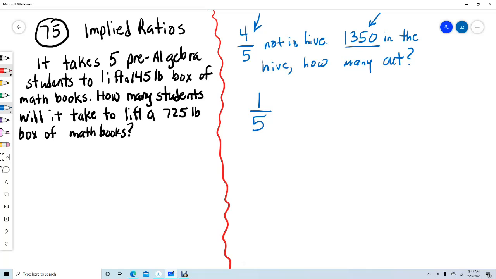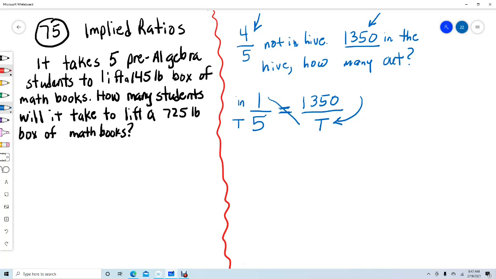Okay, let's use the ratio 1/5. This is the fraction that represents how many are in the hive. 1 out of 5 are in the hive. Let's set that up as a proportion. We know that this is the number that are in out of the total, 1 out of every 5. Let's look at the actual number. 1,350 are in out of some total number. Once we find the total number of bees, I just subtract how many are in the hive and I know how many are out of the hive.